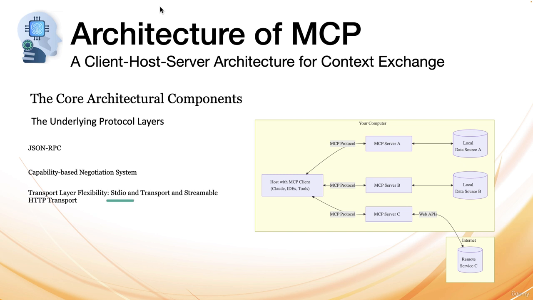One of them is STDIO transport for local process communication, for example, a server running as a subprocess, or streamable HTTP transport for remote services, supporting HTTP POST for client-to-server messages and optional server-sent events for streaming server-to-client notifications.